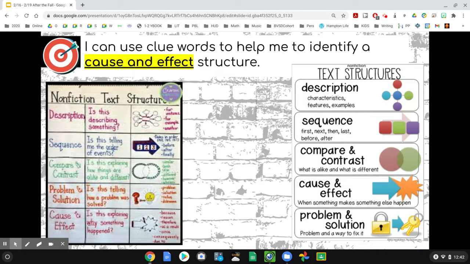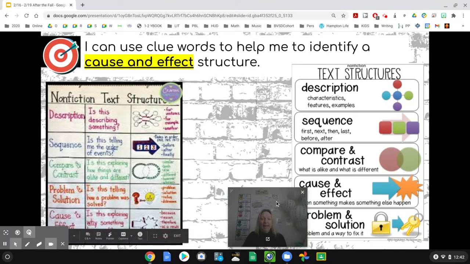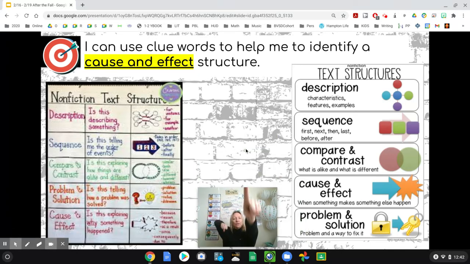All right, so what I want you to do right now, go ahead and find the learning target for today and point and note on 1, 2. I can use clue words to help me to identify a cause and effect text structure.